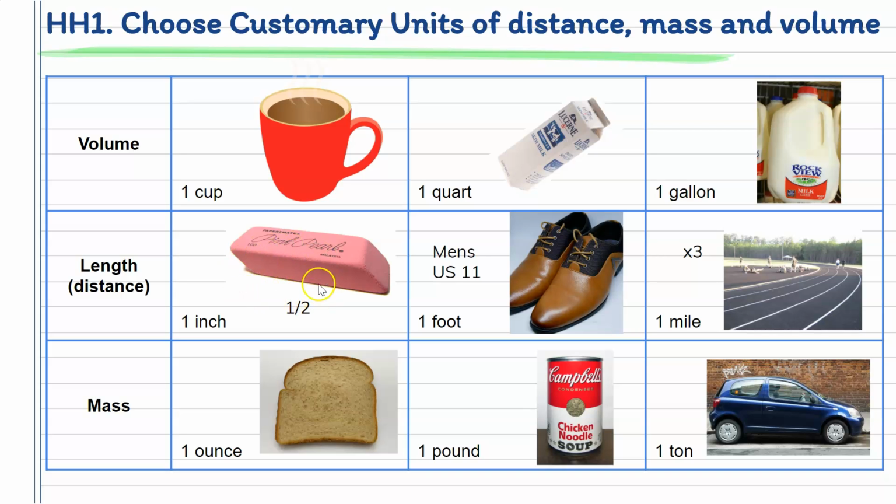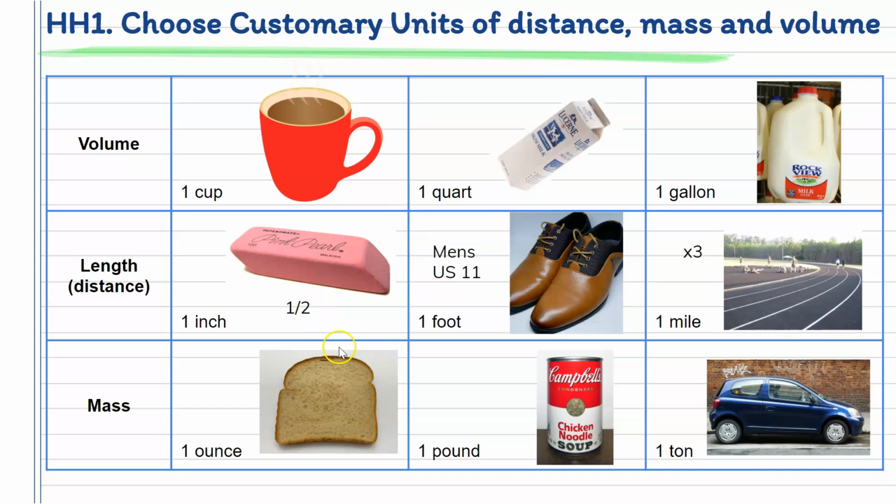For the length of an object, 1 inch is roughly half of this eraser. For 1 foot, it's roughly the size of a men's shoe if it's 11 inches. Keep in mind that shoes typically are 1 extra inch to give a little bit of cushion space so that the foot is able to fit into the shoe. And then for a mile, I believe at school it's roughly about 3 or 4 laps, give or take, in order to complete a mile.